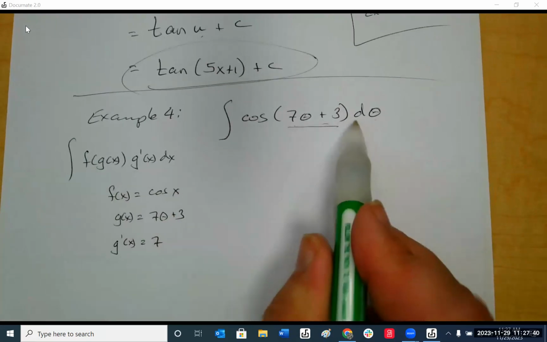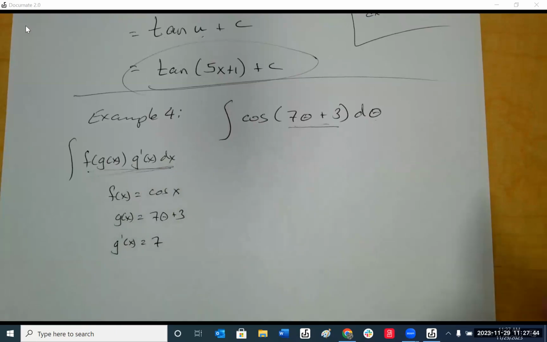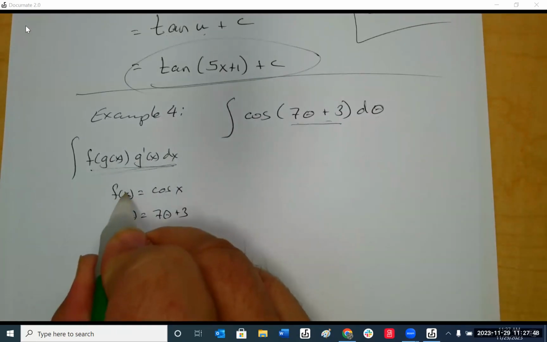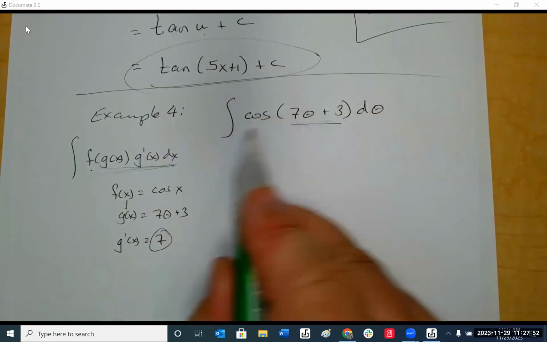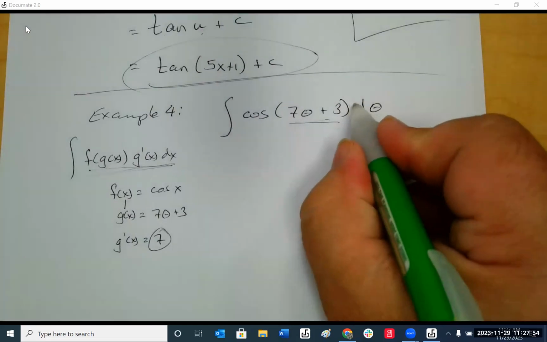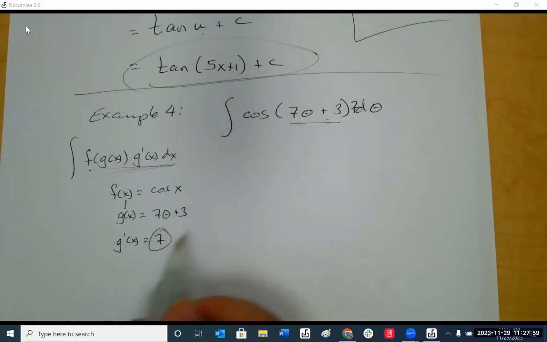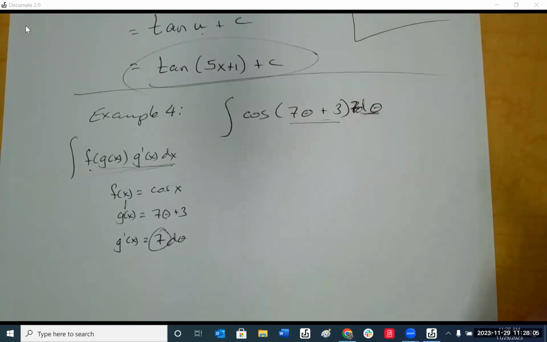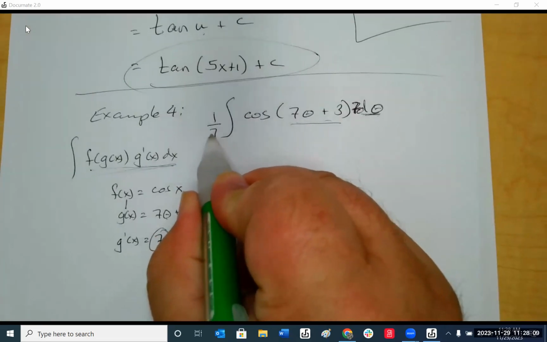Now, does our equation here satisfy this condition? Yes, except there's no 7 here. So we have to add that. We have to add a 7, because we're taking g with respect to theta, so we should have 7 d theta. All we have is d theta, so we put a 7 in front of it. Since we put a 7 there, we have to get rid of it. We have to cancel it out.